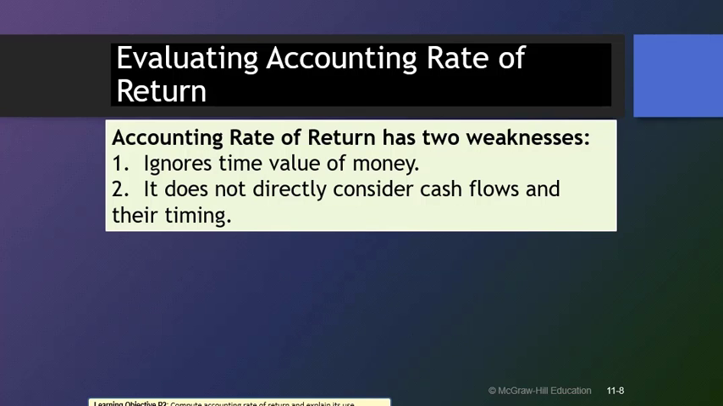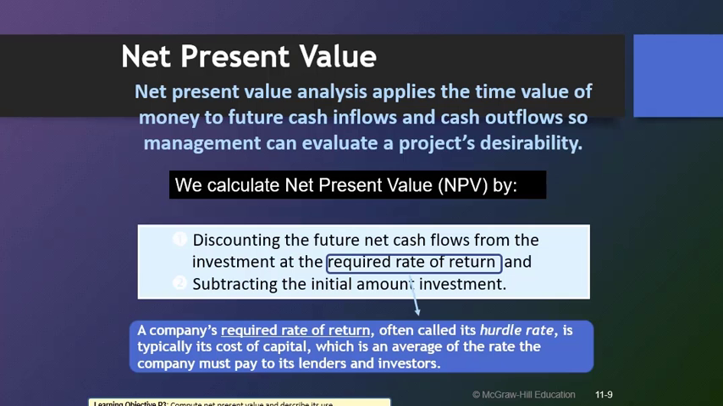Okay, so let's look at the weaknesses associated with the accounting rate of return. It also ignores the time value of money. Very problematic. And it also does not directly consider cash flows and the timing of those cash flows. So let's look at a method that is more commonly used.